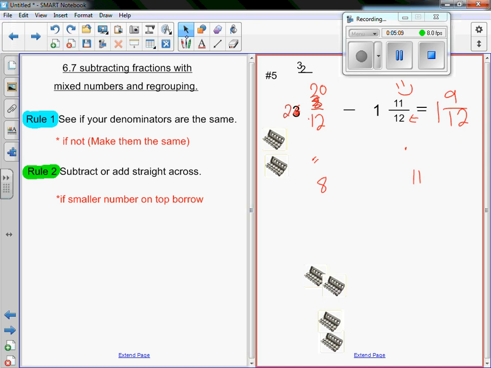Here's the tough part. This is where you have to simplify. 9/12 is not as small as it can go. You have to find a number that can go into both of those. That's a common factor. The common factor for 9 and 12 is 3.